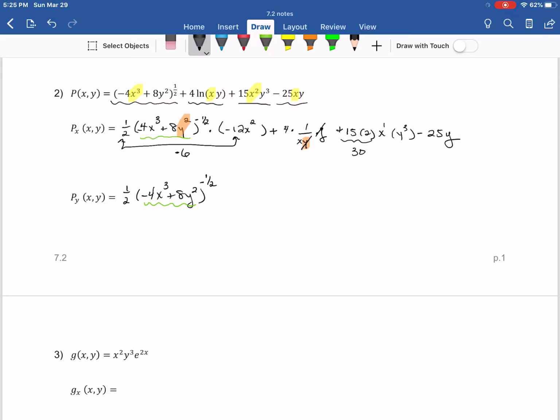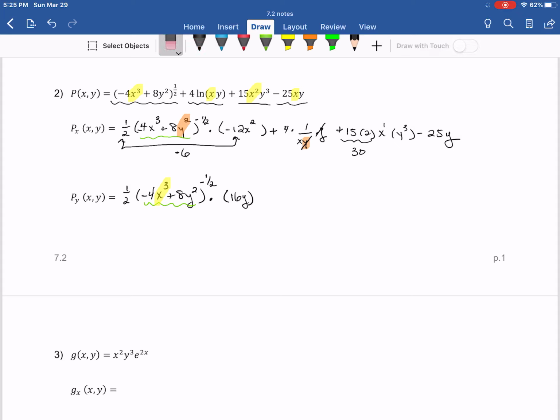So the derivative, don't forget what your variable is and what your constant is. X is the constant and y is the variable. So here we go. The derivative of negative 4x cubed, well, that's just a big constant, so that's 0. And then the derivative of 8y squared is going to be 16y. That takes care of that.